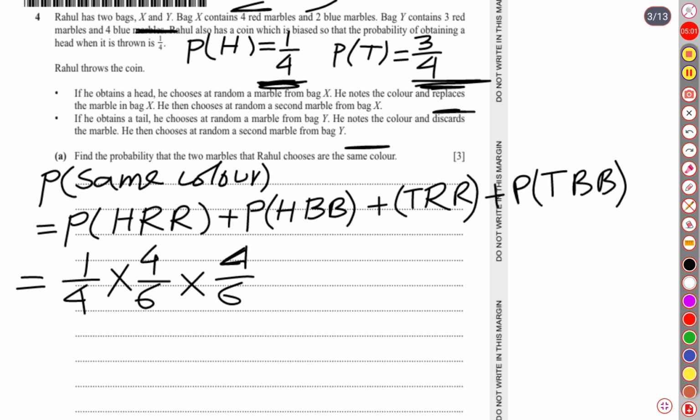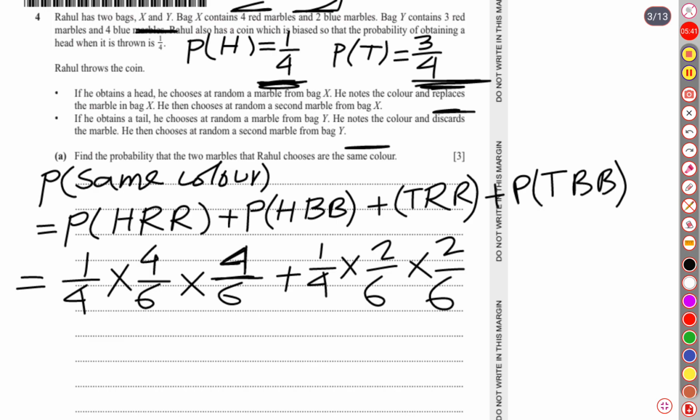Look, whenever we replace something, the probability doesn't change. Well, second one, probability of obtaining H is 1 over 4. And then if he picks up a blue marble, there are two blue marbles, okay? So it is going to be 2 over 6. And the second one is also a blue marble. As he replaced the first one, the probability will remain the same, 2 over 6. Well, I think you are getting my points.